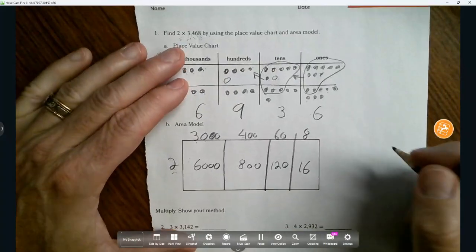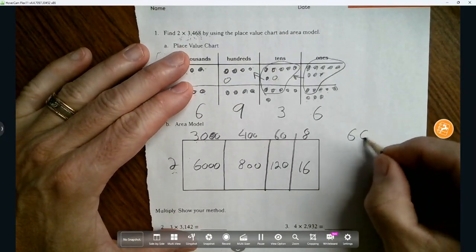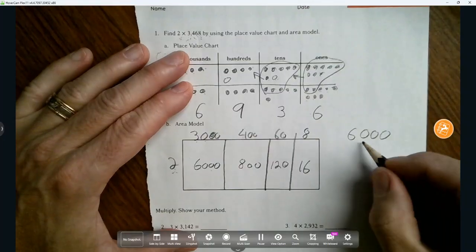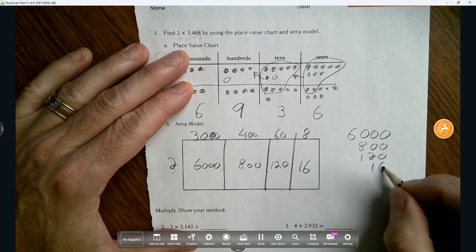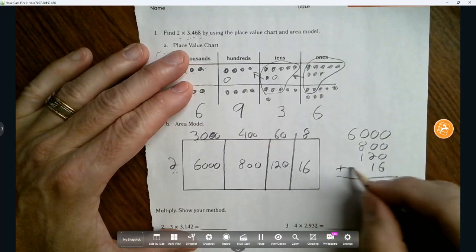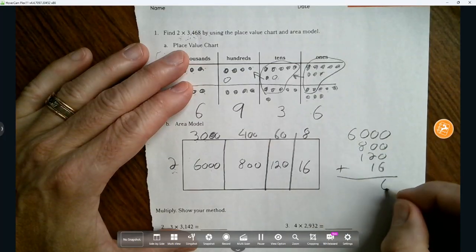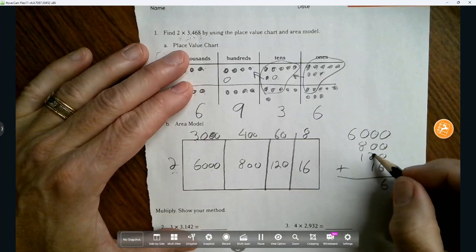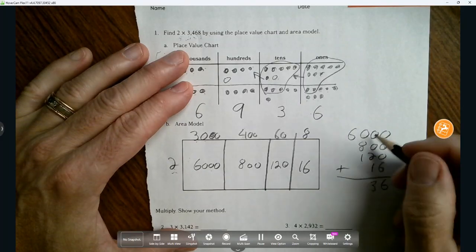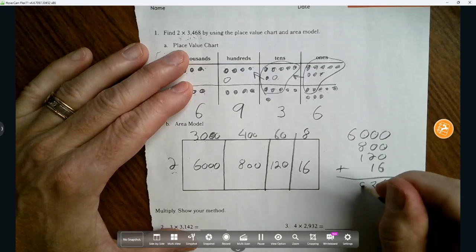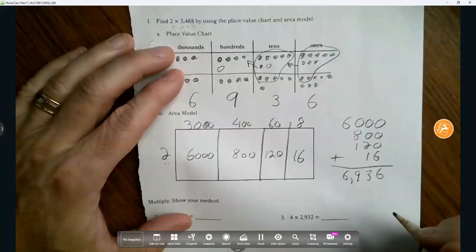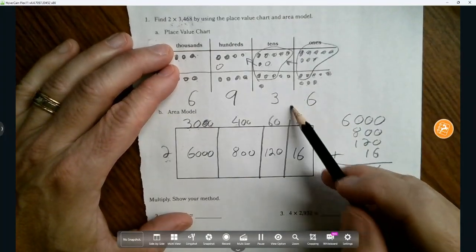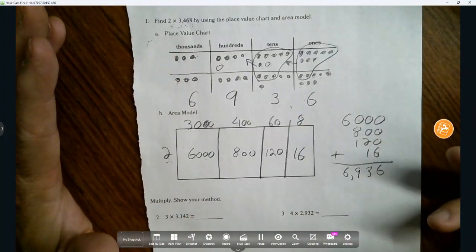I'm still going to add it the old way. I like the old person standard algorithm where we stack them on top of each other and add. 0, 0, 0, and 6 is 6. 0, 0, 2, and 1 is 3. 0, 8, and 1 is 9. And 6 with nothing under is 6. We look at our numbers. This number, same answer. That means we got it right.